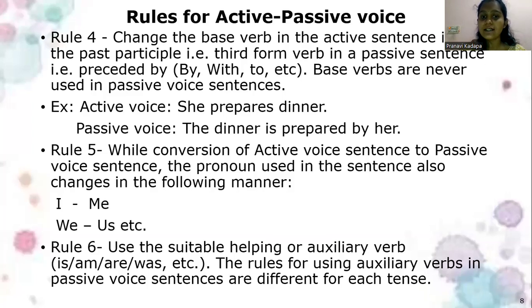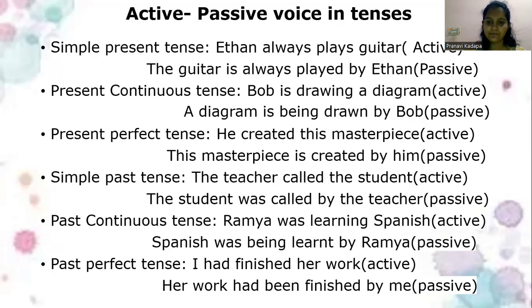Rule 6: use suitable helping or auxiliary verbs. The rules for auxiliary verbs in passive are different for each tense. We'll see how they differ for each tense. In simple present tense: Ethan always plays guitar. It is an active sentence. When we change it to passive, the guitar is always played by Ethan. Present continuous tense: Bob is drawing a diagram. It is an active sentence. In passive, we say a diagram is being drawn by Bob.